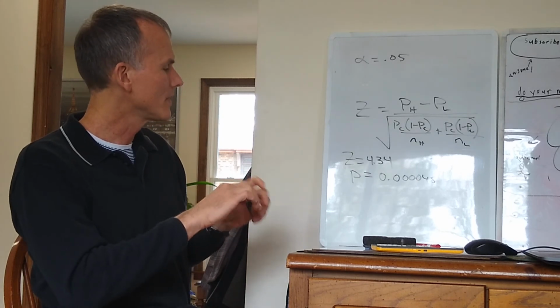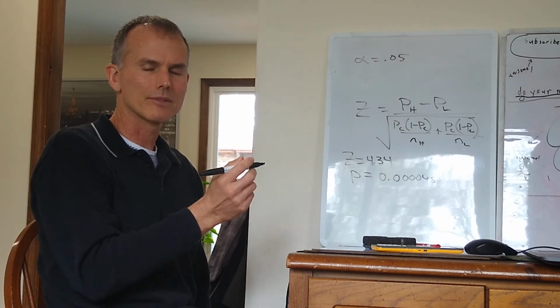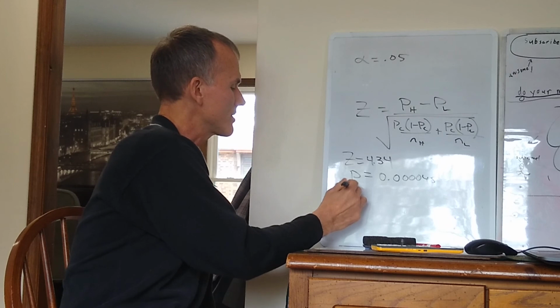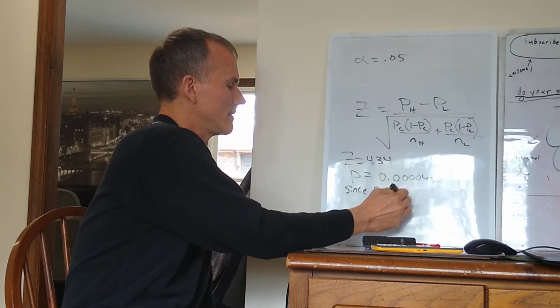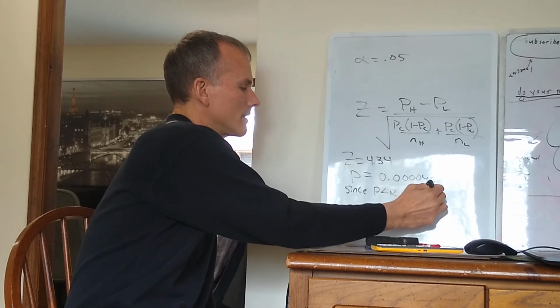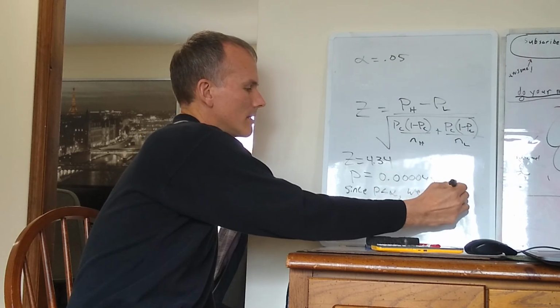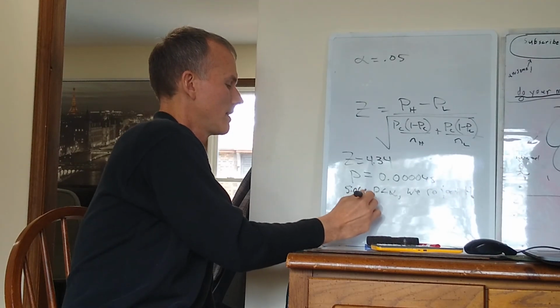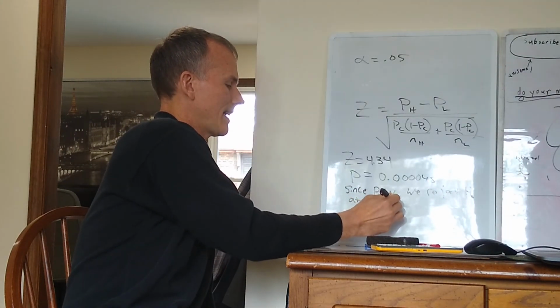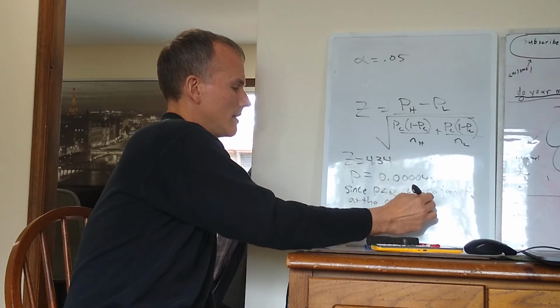Now, of course, it's time to draw my conclusion, or to write my conclusion statement. Since p is less than alpha, we reject H naught at the 0.05 level.